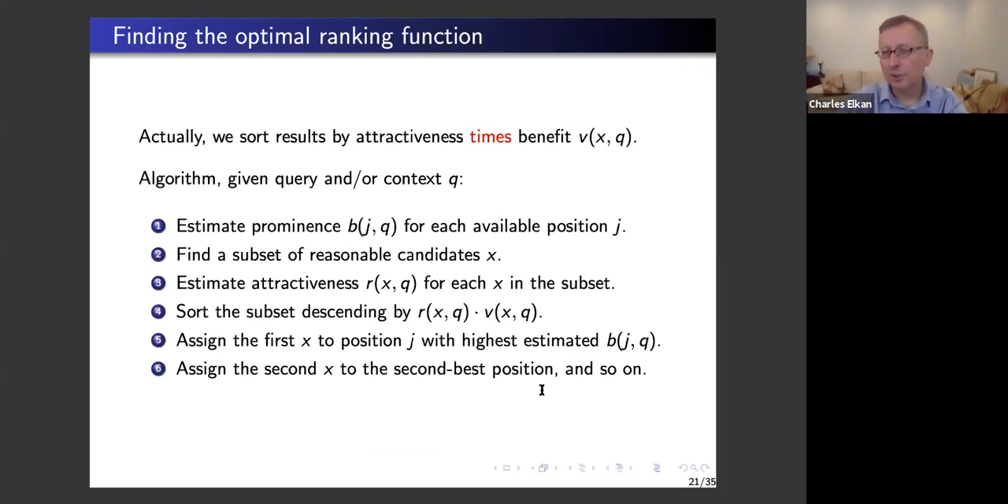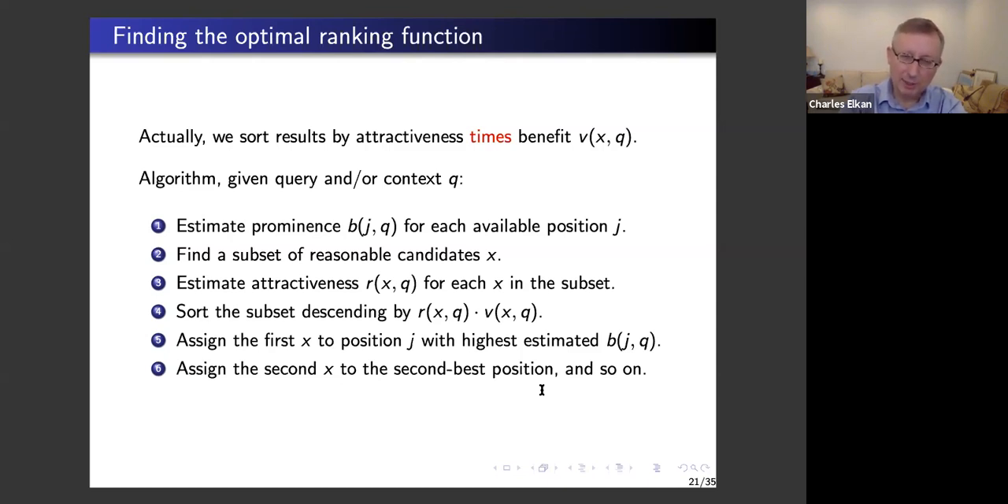Actually, we need to sort the results by the attractiveness times the benefit, because what we want to maximize is the benefit to the system. A high benefit, low attractiveness result might be better to make more prominent than a high attractiveness, low benefit result. So concretely, first, we're given a query Q, and then we're given certain available positions J.